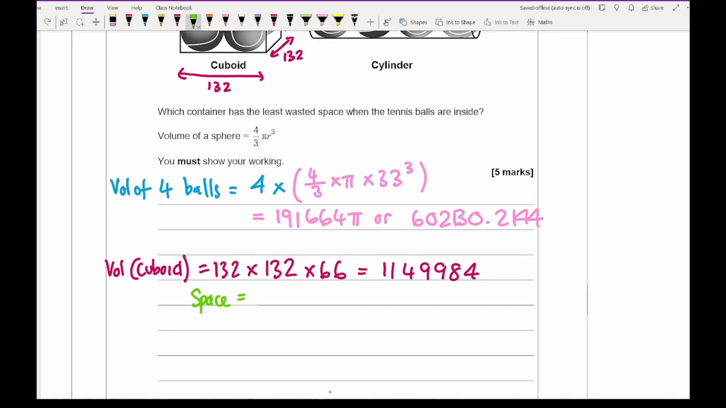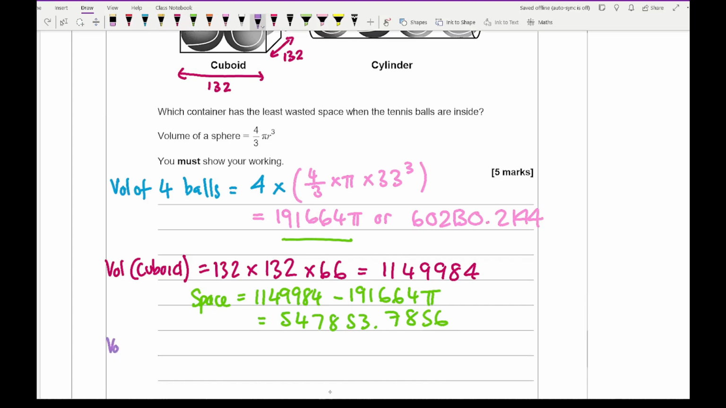So then the space is going to be the volume of the cuboid, which is 1149,984 minus, I'm going to write it in terms of pi, divided by that, and if I type that into my calculator, I get an answer of 547853.7856. Then if I repeat the process for the cylinder, so the volume of the cylinder.